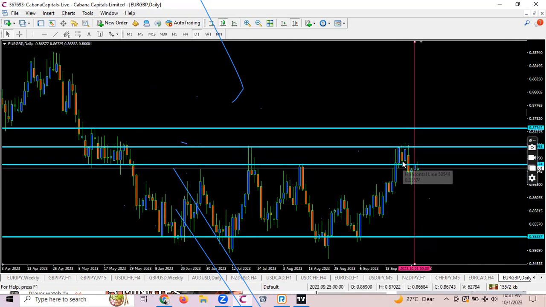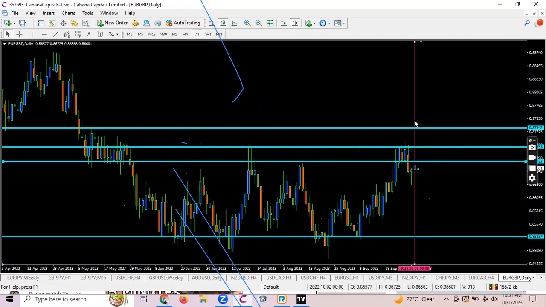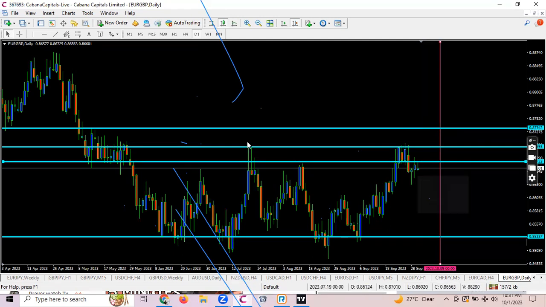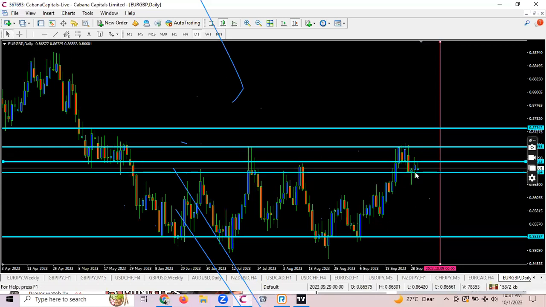So you can see we had a support here on daily. This candlestick broke out from that support. So for me, this is a sell setup. I'm going to take any trade on Euro GBP to be a sell. This was last Friday's candle. Looks like a shooting star. So if you are considering selling, wait for breakout from this support.